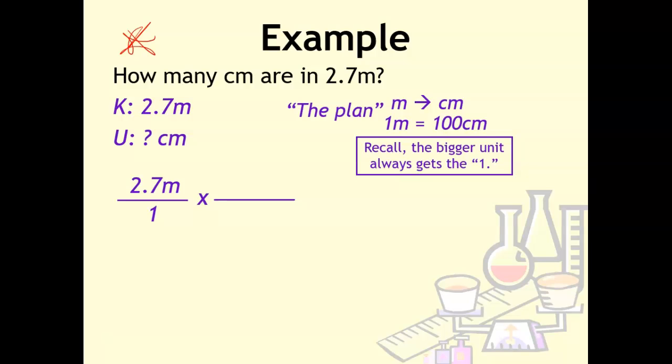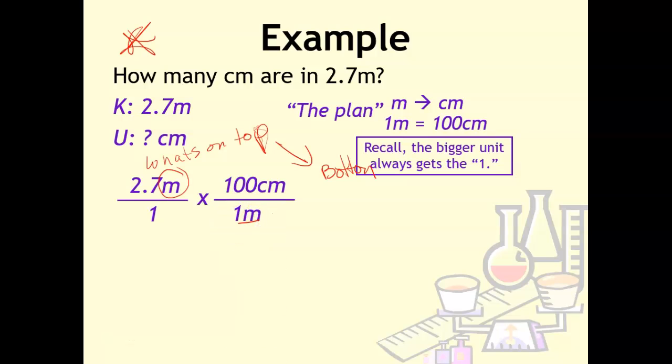Now, here's something you need to know. You see where meters is here? If you're not sure, you're going to put it down at the bottom. So what's on the top? Top goes down to the bottom. Okay? So like this. And it gets the 1. In this instance, it gets the 1. Here's the bigger unit, it gets the 1.